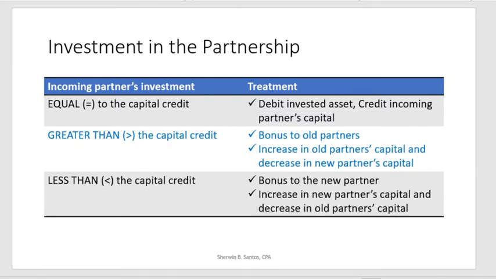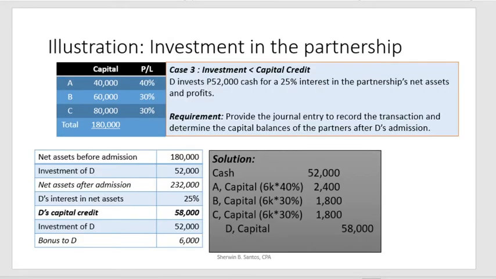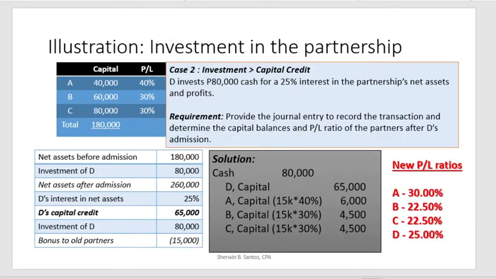Technically, kung titingnan mo, we are at case 2. Kung titingnan mo, dapat ang investment, ang capital credit ni D ay 80,000. Pero dahil nga 25% interest of the partnership assets lang siya, ay nabawasan yung kanyang capital credits. Kaya nga, ang capital credit mo on your solution is 65,000 only.